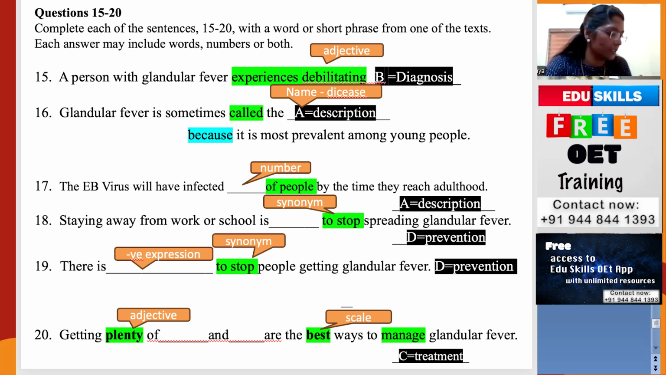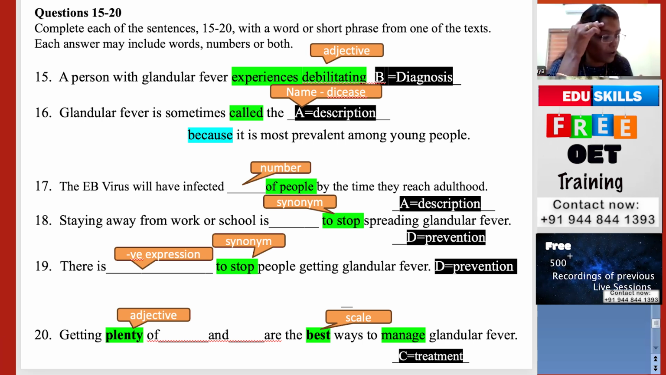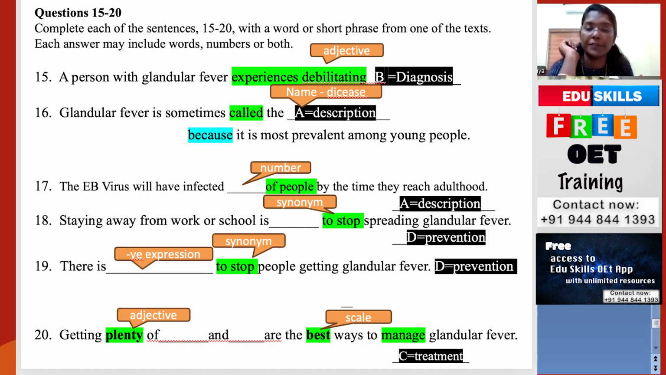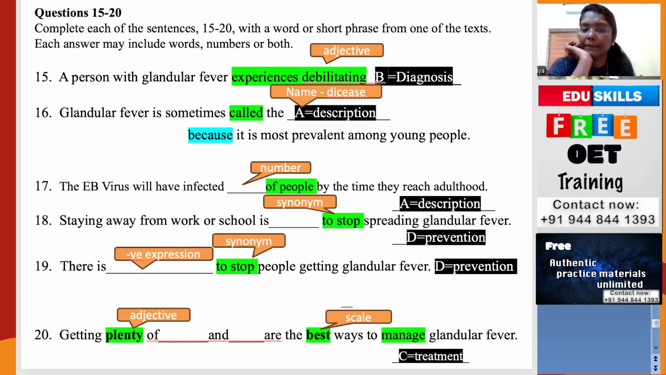Then the next question, question number 10. What is the most effective way to stop the spreading of glandular fever? Most effective way, or the synonymous expression, the best way. Then what is the best way? Good hand hygiene. So you have to write good hand hygiene.